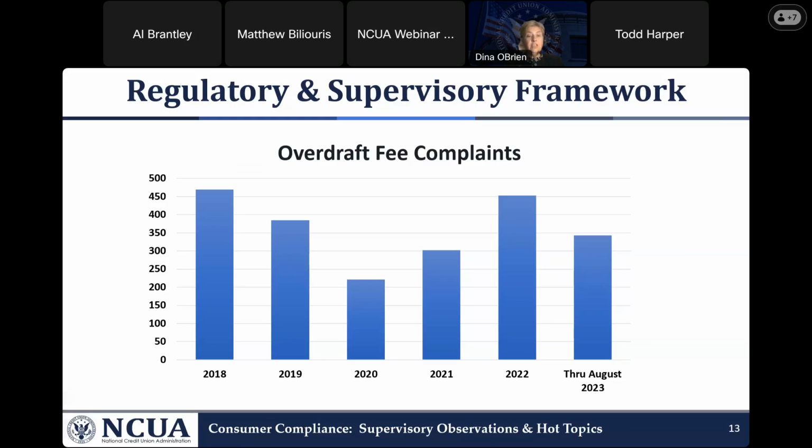During recent years, NCUA has received an increasing number of consumer complaints regarding overdraft payment programs. As you can see from the slide, we're on target to exceed last year's complaint volume for overdraft fees. Further, as noted on the prior slide, we are aware of several overdraft-related class action lawsuits against financial institutions, some alleging members were wrongfully assessed overdraft and/or NSF fees. Next slide, please.